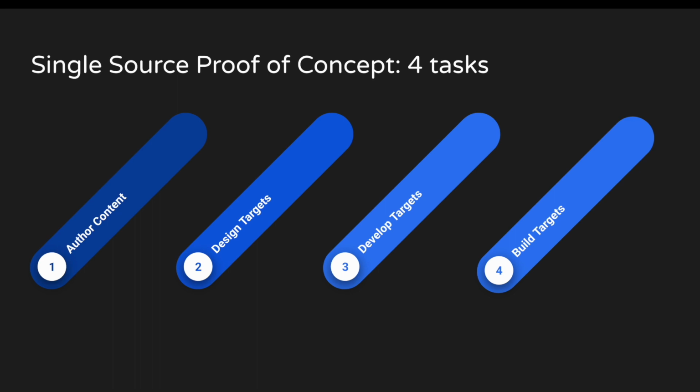So you've done a lot of the work already. Now you've got to do step 1, author the content. Step 2, design targets. Again, targets are just a fancy word for different outputs. So this will be your print PDF targets and your HTML5 web-based targets. You'll develop those targets and then you'll build those targets. So it's a 4-step process. And what I want to do now is walk you through each one of these steps in Flare.